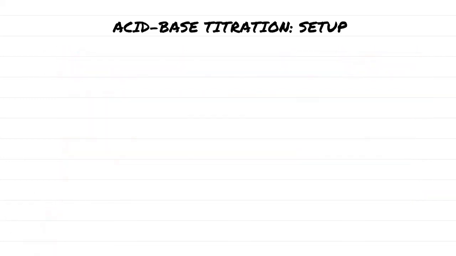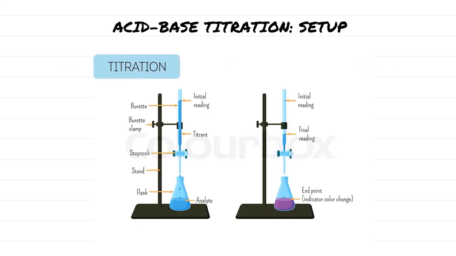We are going to look at the setup of the acid-base titration. So here is the setup. This is a burette and also an analyte that contains indicator. During the titration, when the analyte changes color, it means that the endpoint has been reached. When the endpoint has been reached, it means that the neutralization has been completed.